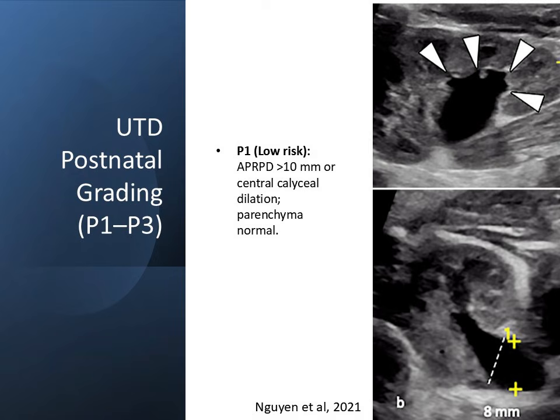Notice how the dashed line is the correct measurement because it is the widest intrarenal diameter, bounded by the edges of the renal parenchyma. The sonographer's calipers, plus, are incorrectly placed because they include a part of the extrarenal pelvis. The bladder is normal and there was no ureteral dilation, not shown. Even though the APRPD measures less than 10 mm, the presence of central calyceal dilation indicates UTD-P1.